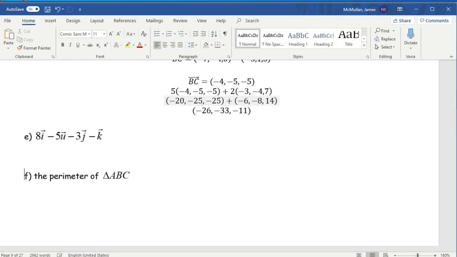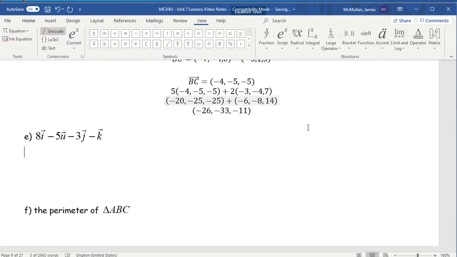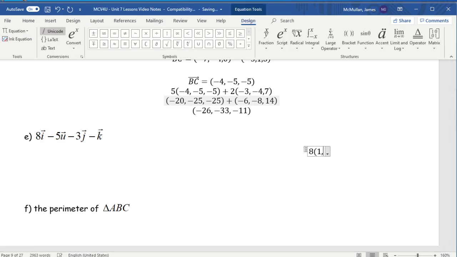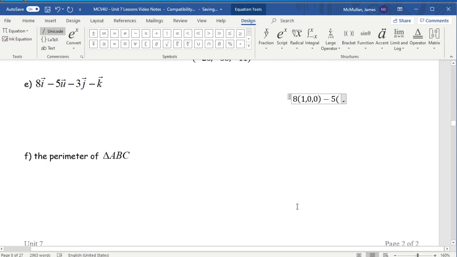Okay, here we go. 8i minus 5u minus 3j minus k. All right, let's do it the long way. You see if you can figure out a faster way of doing this. I don't expect you to do it the long way, but let's do it the long way just once so you can see what it would look like. So here we have 8 times the vector 1, 0, 0, minus 5 times the vector u. Vector u was 5, negative 6, 3.